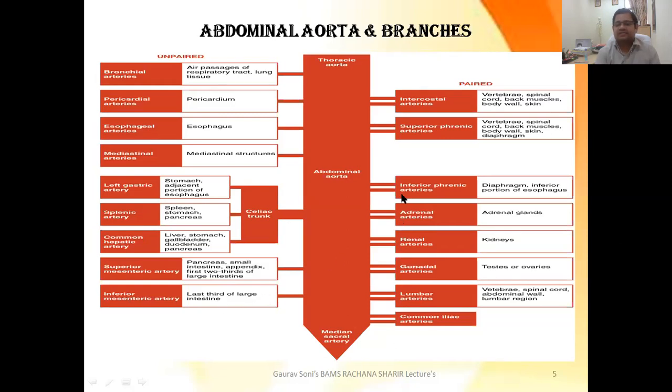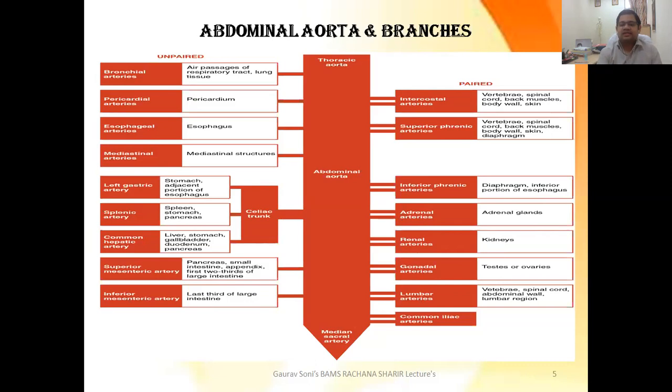Then there are certain branches. You can see here the inferior phrenic artery supplies the diaphragm and the inferior portion of the esophagus; the adrenal arteries; the renal arteries to the kidneys; the gonadal arteries to the testes and ovaries; and the lumbar arteries. These are actually the posterior arteries, which basically supply the vertebrae, spinal cord, abdominal wall, and lumbar region. As this is a 2D diagram, we have to understand these things.